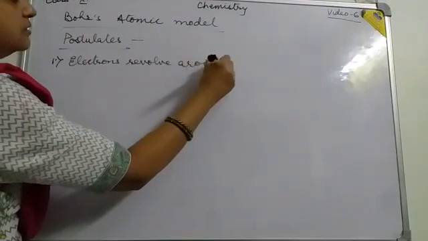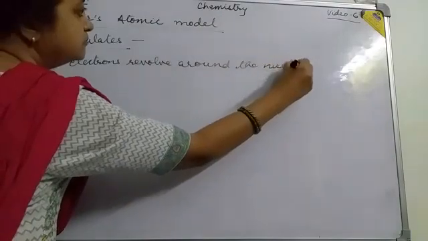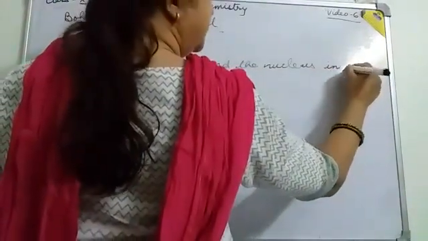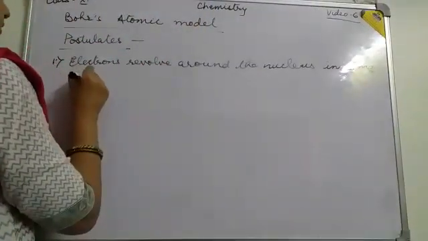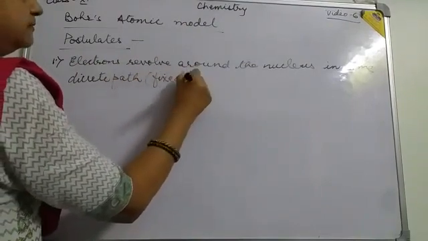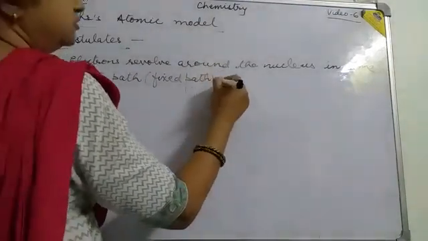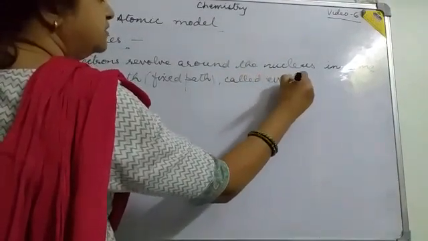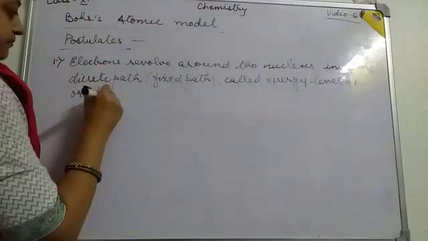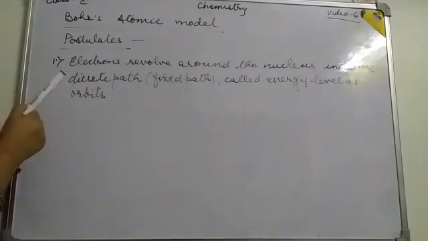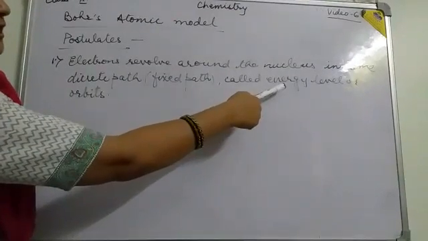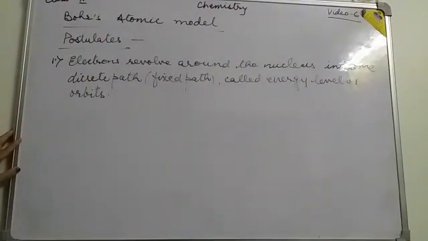around the nucleus in some discrete path, that is, a fixed path, called energy levels or orbits. Electrons move in discrete paths. These different orbits are called energy levels because the energy of each path is fixed. While revolving, electrons do not radiate energy.